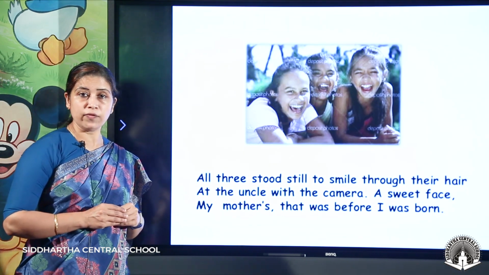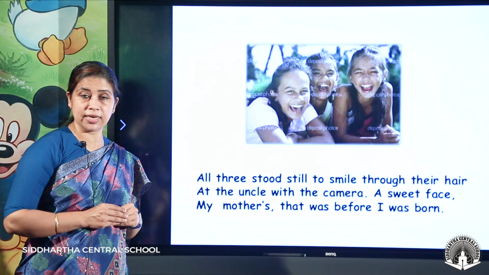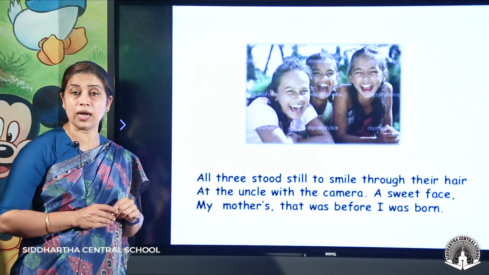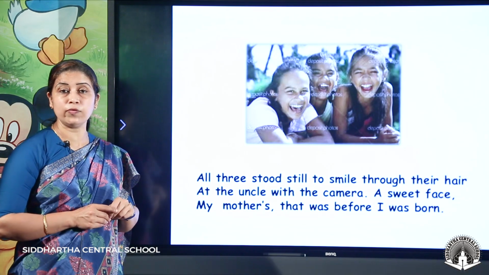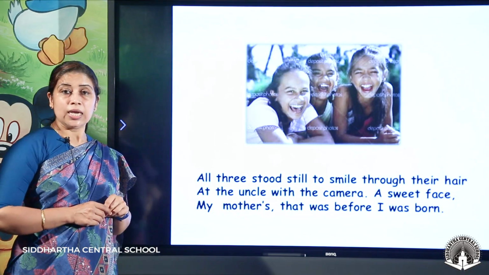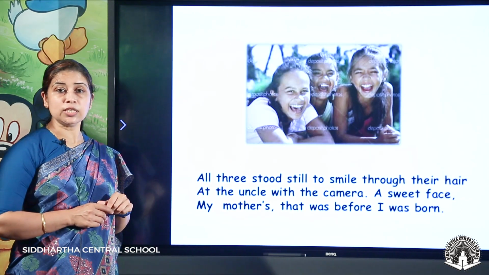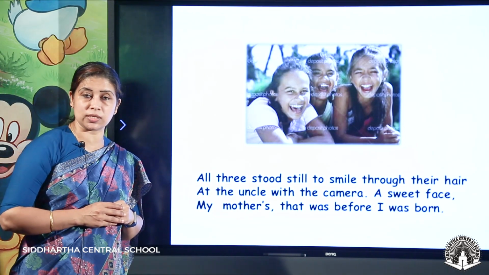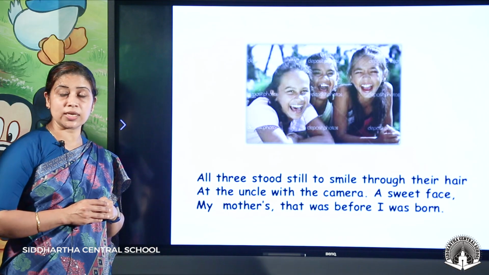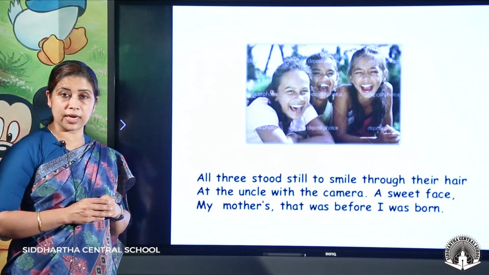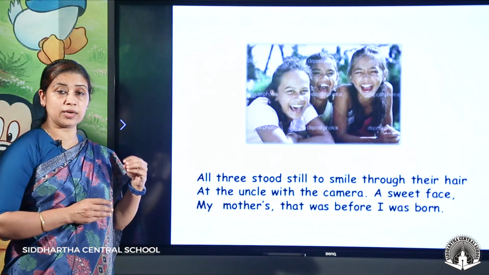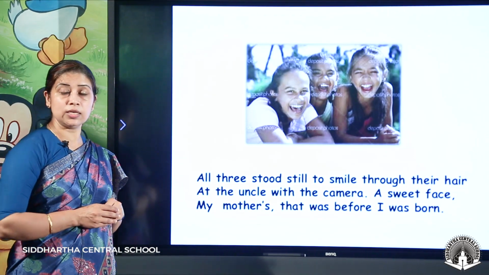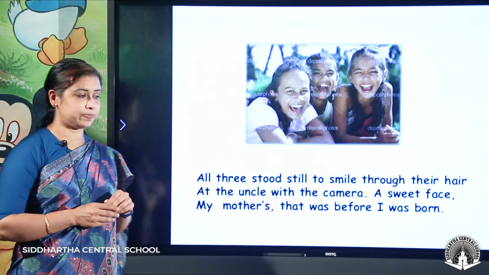So the photograph the poet has now seen was the same old photograph that was taken by their uncle years back when they went for a sea holiday. In that photo, the poet saw her mother's face as very sweet. She was very sweet and very beautiful at the time. And at the time here refers to the time before the poet was born, when her mother was in her teens.